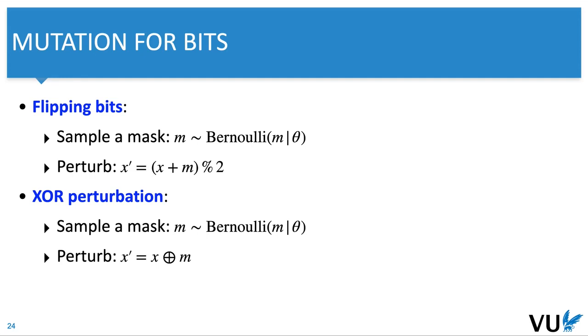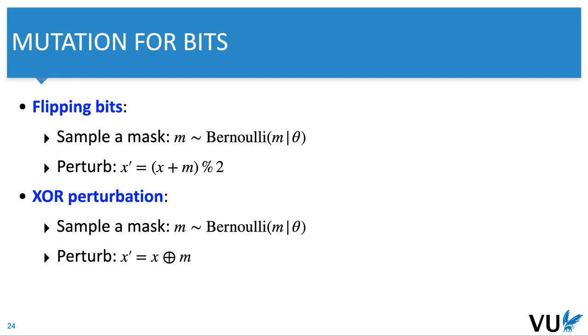And how is the perturbation done? We simply add to our original individual, represented by bits and denoted by x, this binary mask.